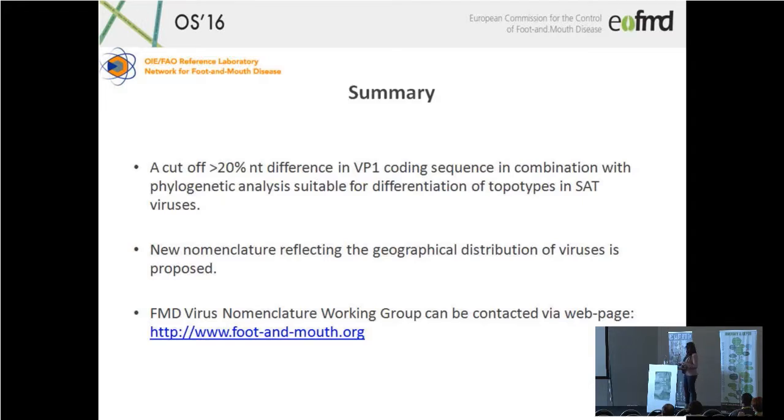Finally, but really importantly, I would like to stress the contact point through the www.footandmouth.org webpage. If you think you have a virus that is interesting and you would like it to be analyzed by the expert group, please contact us via this route. There is a feature to upload files or send sequences which could be analyzed, obviously in confidence, and advice will be given. Thank you for your attention.